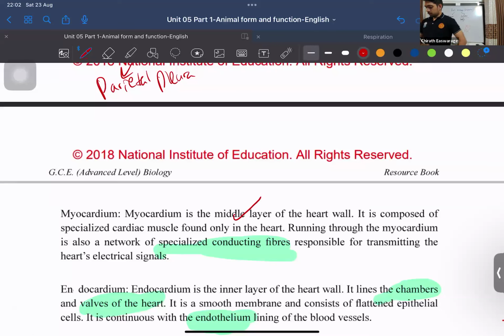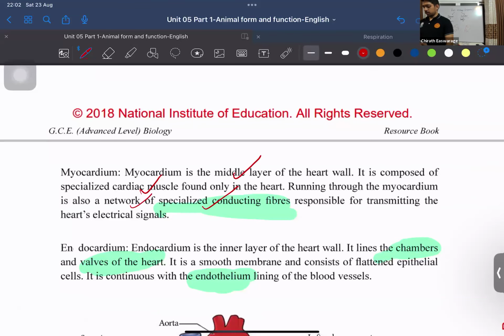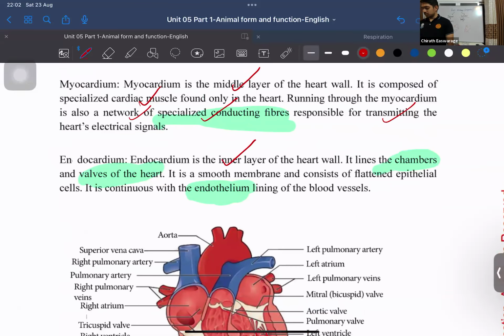Myocardium is the middle layer, one mark, composed of cardiac muscle. Running through the myocardium is a network of specialized conducting fibers, two marks, responsible for transmitting the heart's electrical signals. Inner layer is the endocardium, one mark, lines the chambers. Lines is a keyword. Chambers and valves of the heart. It's a smooth membrane, one mark, consists of flattened epithelial cells, one mark, continues with the endothelium of the blood vessels.